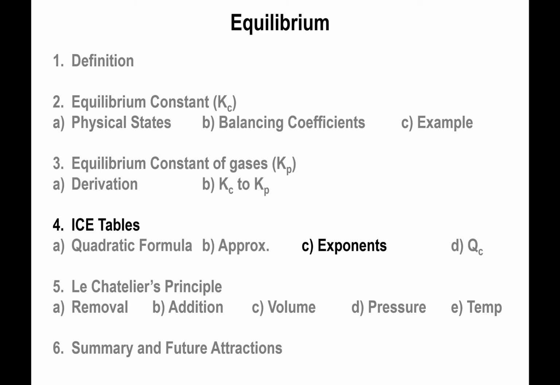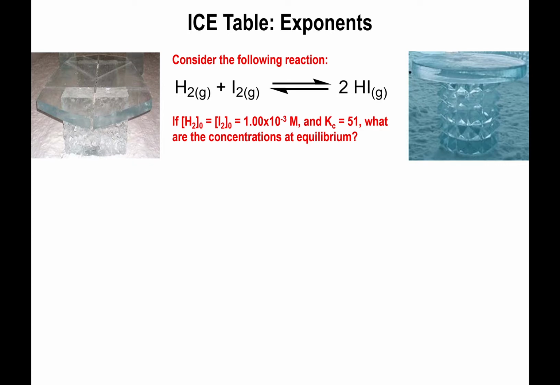But there are a few other instances that can help you out that are even more precise than the approximation. And this has to do with exponents. So let me switch to a different reaction. We have H2 plus I2 reacting to give you 2 HI. I'm keeping the initial concentration of H2 and I2 the same, 1 times 10 to the negative 3. The equilibrium constant is equal to 51. We found that out in an earlier video. The question being, what are the equilibrium concentrations?